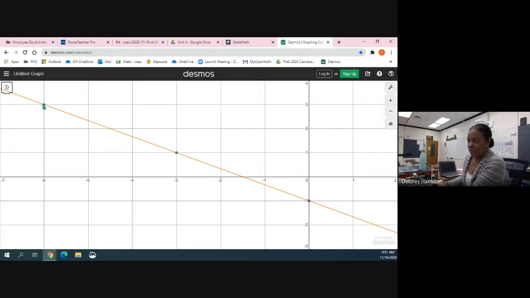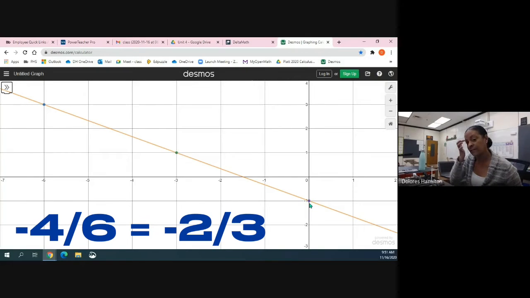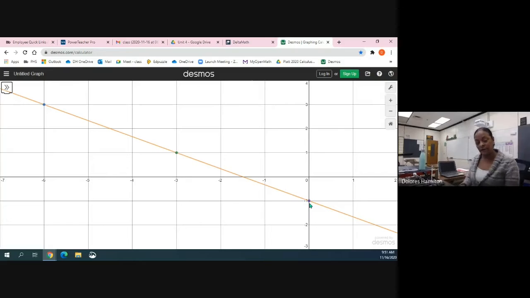Now we don't have to, but if we had chosen this point and this point instead, we should still get the same slope. So in order to get from one to the next, we would go down 1, 2, 3, 4. So -4, and then to the right, 1, 2, 3, 4, 5, 6. So -4 over 6 simplifies to -2/3. So it doesn't matter which 2 points you use, we'll always be able to find the slope.